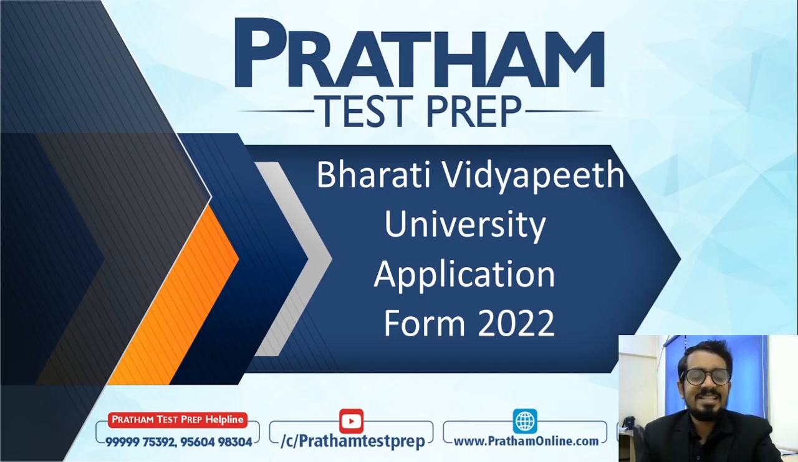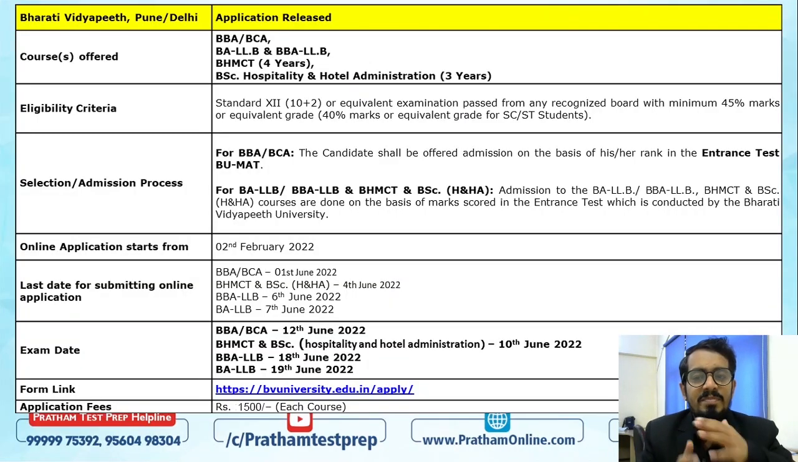Alright, let's just move ahead and talk about the basic information about Bhartiya Vidyapeeth. This particular university has two campuses, one in Pune and one in Delhi. Depending upon your choice, you can prioritize your college. Although there will be a common form for Bhartiya Vidyapeeth, you don't have to specify whether you're applying for Pune campus or Delhi campus. If you're applying for the form, you are eligible for both the campuses.